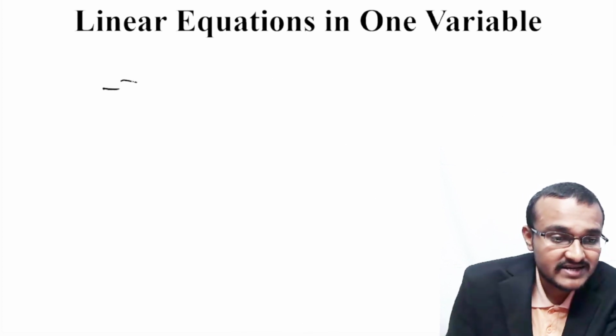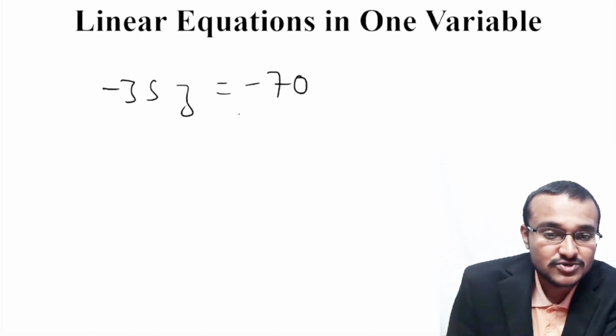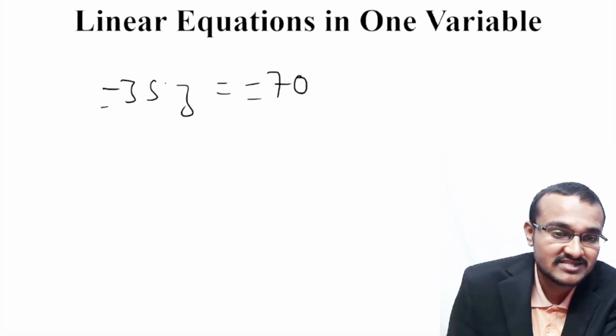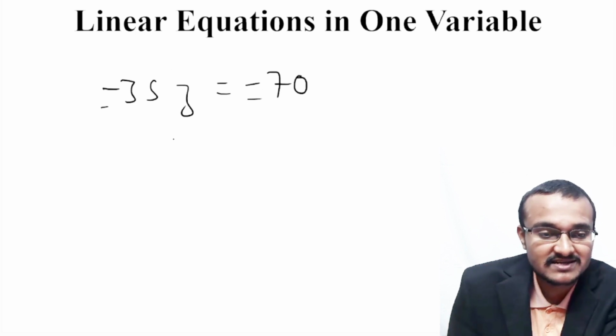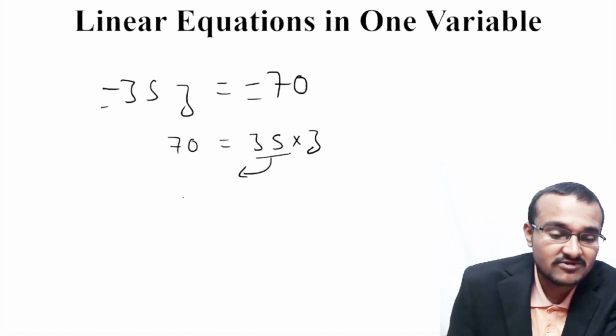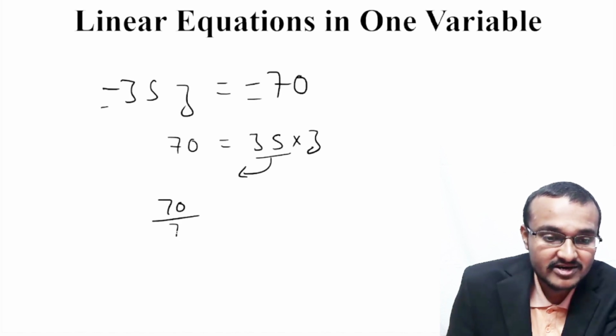So the equation which you are getting here is minus 35z is equal to minus 70. So here minus is there, here also minus is there on both sides. So you can bring 70 to this side, 35z to this side. So that will become 70 is equal to 35 into z. So if you bring this 35 to LHS, multiplication will become division. So 70 divided by 35 will be equal to z.